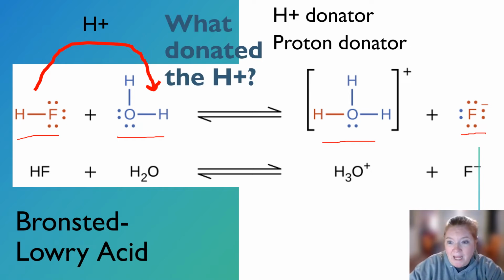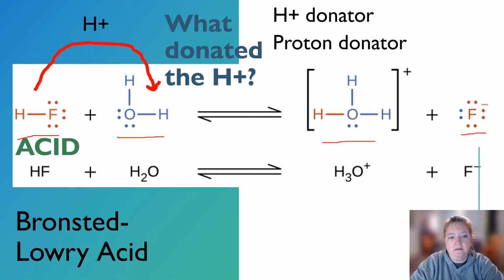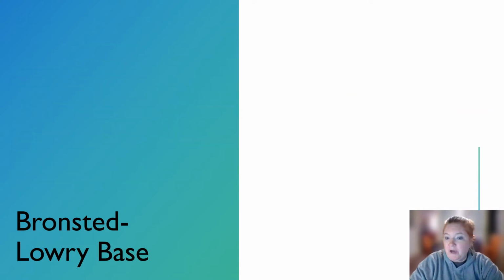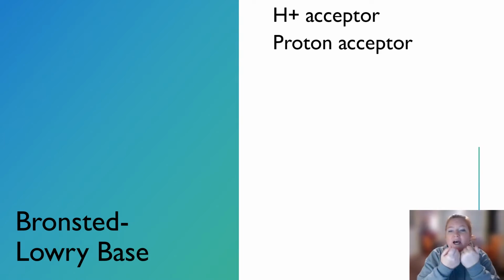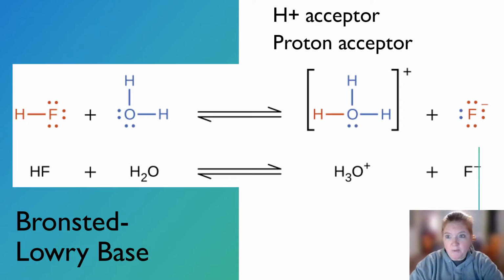So what donated the H plus? Because the acid is the donator. Here you go. No, really, here, take it. So the HF is the acid. The Bronsted-Lowry base is the H plus acceptor. Why, thank you. Or the proton acceptor. Same equation.